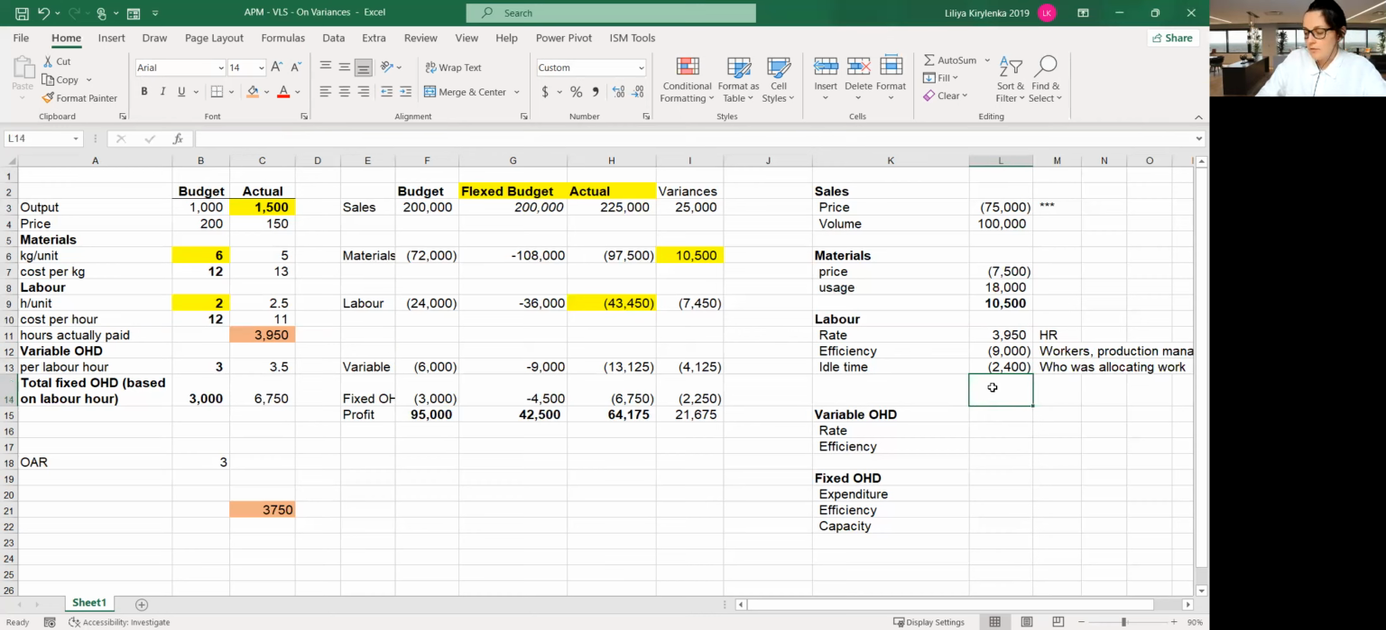And if we calculate the total of them, we will get minus 74.50, which is the same as the difference between the actual line and flexed budget line. So that is why we need these labor variances broken down by rate, efficiency, and idle time to know who to blame for the difference between actual and flexed budget for the labor line.